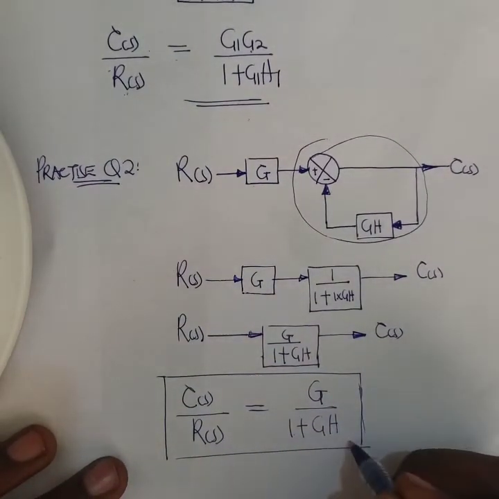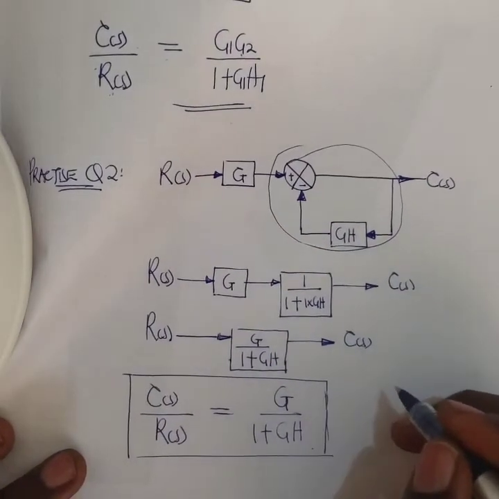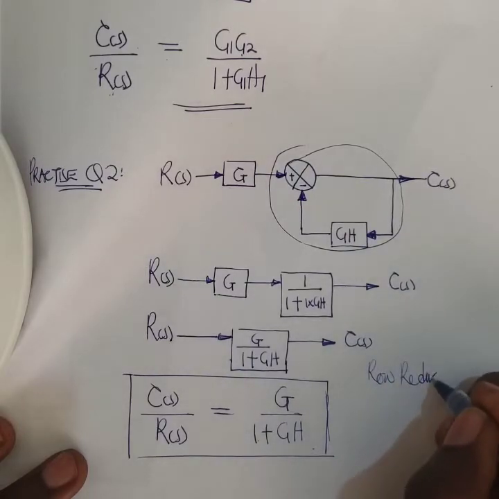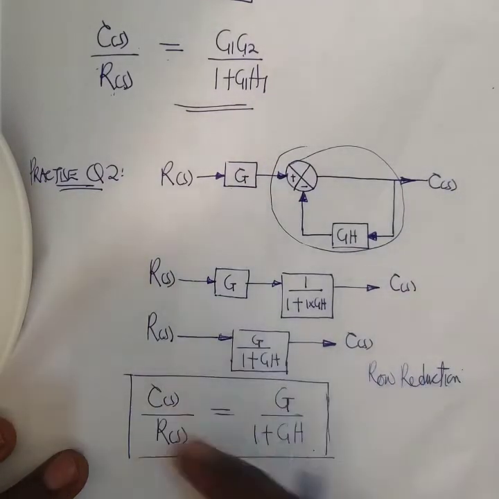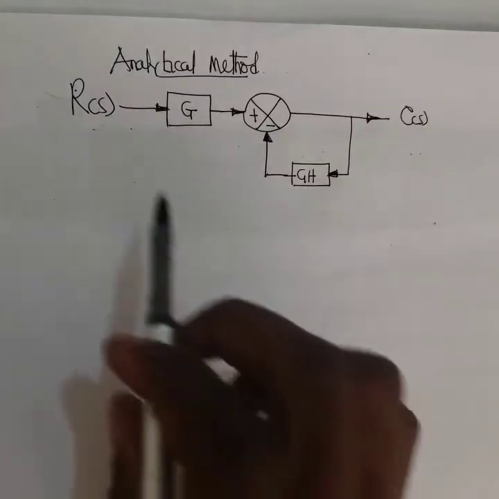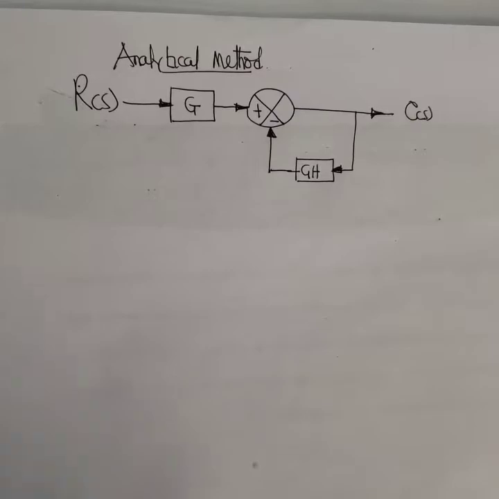Now I used the method of row reduction. What I just used here, we call it row reduction for these two. So let me try and solve this one using the analytical method. You will see that we are going to have the same answer. So now I've redrawn the diagram, so I want to use the analytical method now.